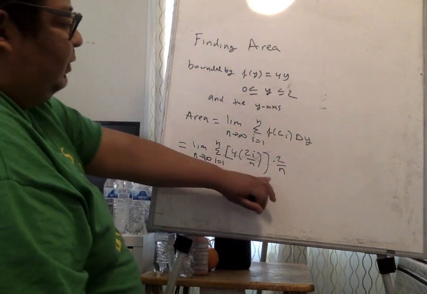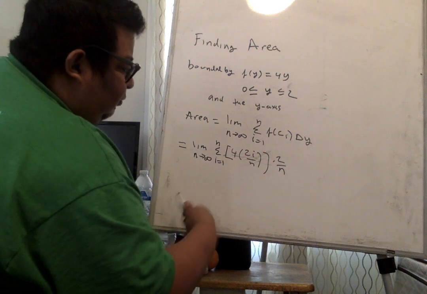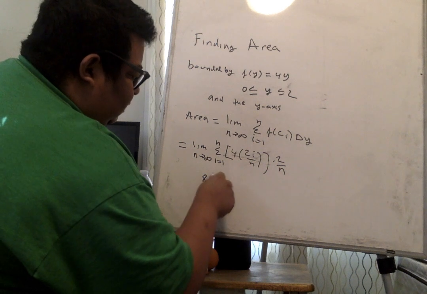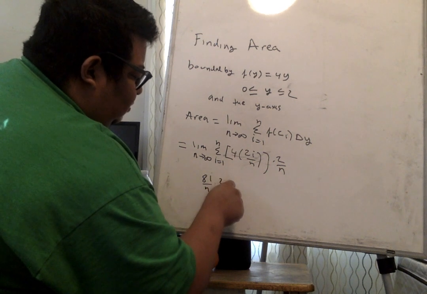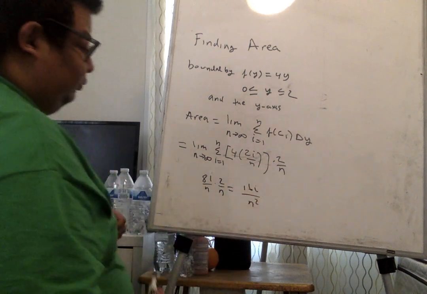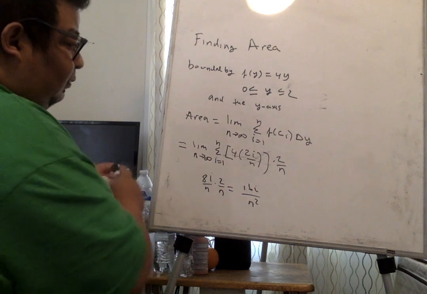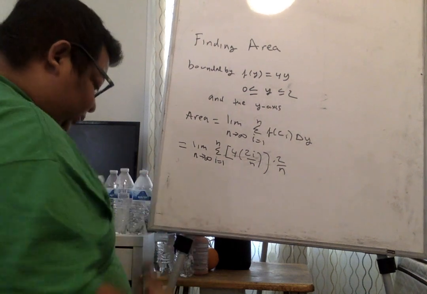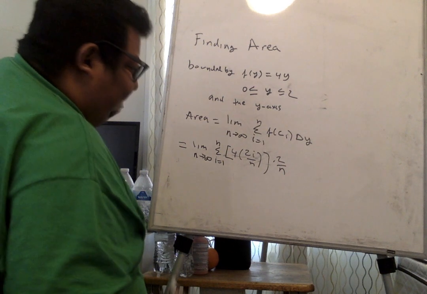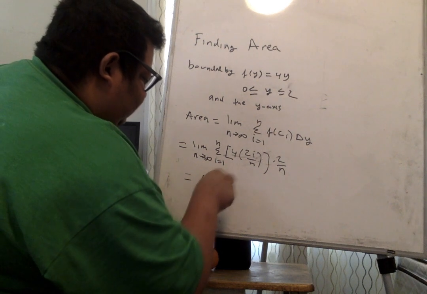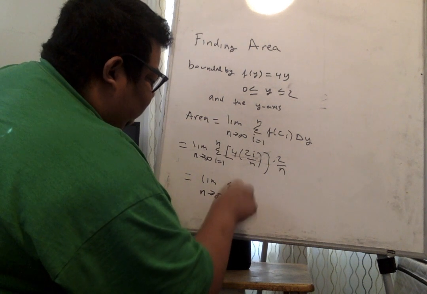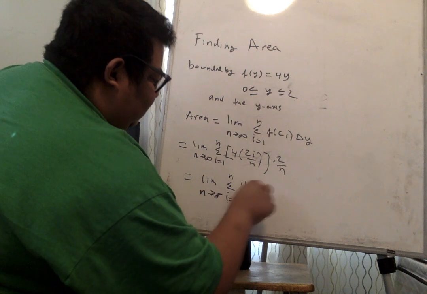So now we're going to do the manipulation on the side here. So 2 times 4 is 8. That becomes 8i over n times 2 over n. That becomes 16i over n squared. Okay, so this becomes the limit as n approaches infinity of the sum i equals 1 to n of 16i over n squared.